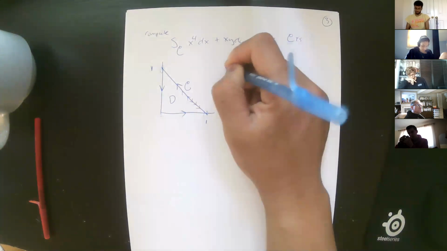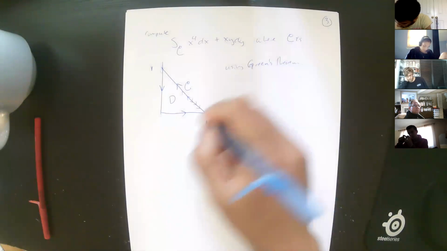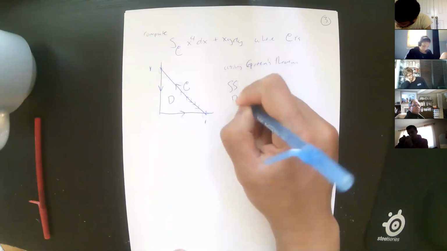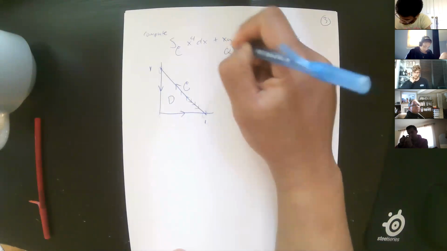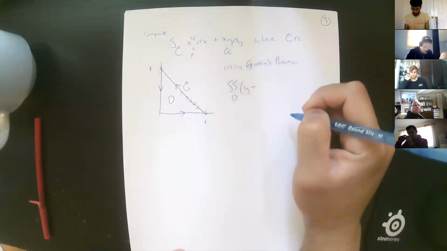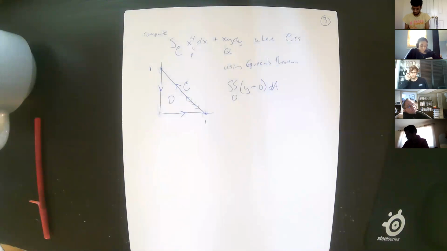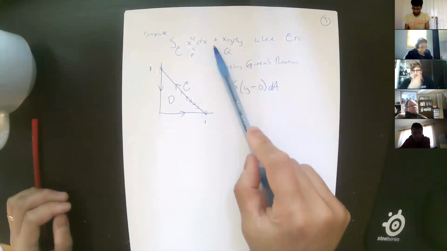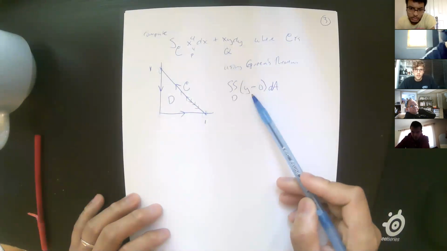But using Green's theorem, this integral is equal to the integral over the region D of dQ/dx, which is y, minus dP/dy, which is 0, dA. Here this is Q, and this is P. So instead of computing this line integral, which would be 3 line integrals, we're actually computing 1 double integral, which is quite easy.